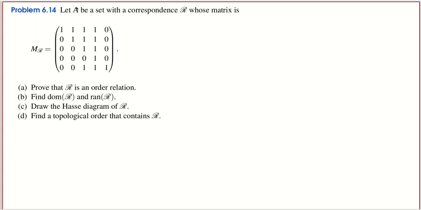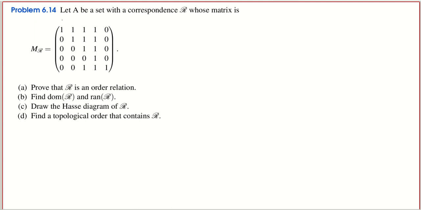We're given a set A with 5 elements and a correspondence defined in this set with this binary matrix. Remember, the binary matrix is marking with ones the pairs that belong to the correspondence. So (1,1) is in the correspondence, (1,2) is in the correspondence, etc.